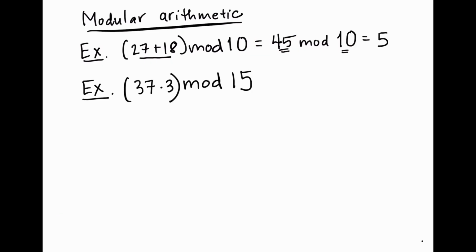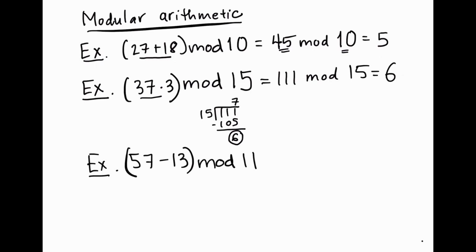Here's another example of modular arithmetic. 37 times 3 mod 15. So first we're just going to do the usual arithmetic. 37 times 3 is 111 mod 15. So I'm going to divide 111 by 15, and it goes in, let's see, I believe 7 times. That would give me 105. If I subtract, I get 6. So this is equal to 6.